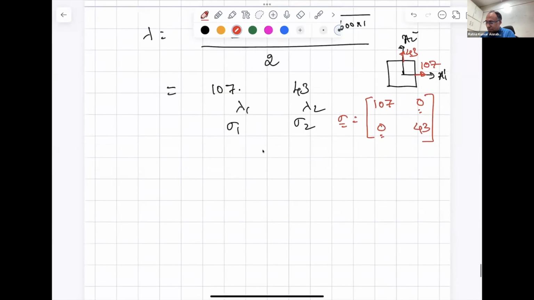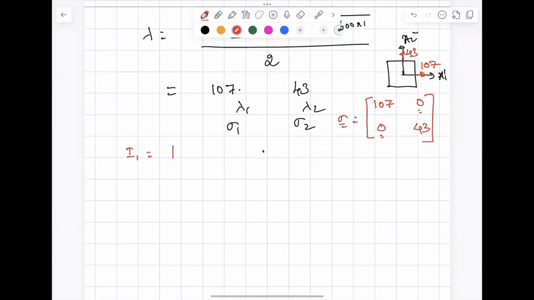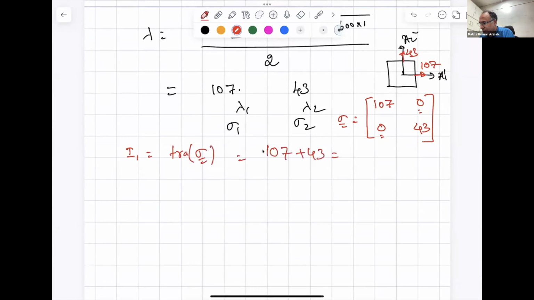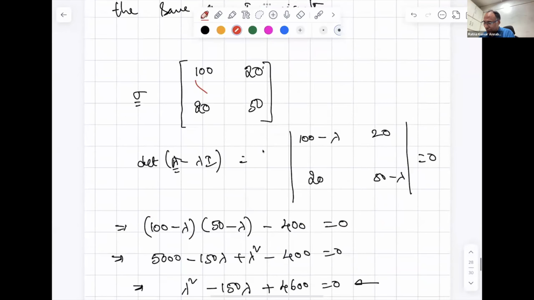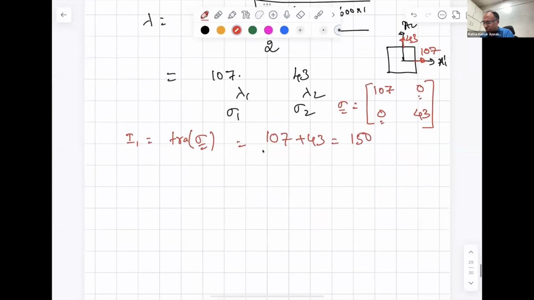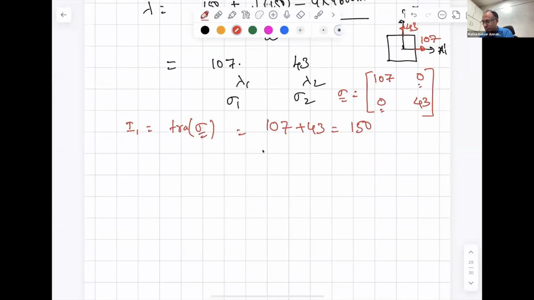The idea is, what is I1? I1 is lambda 1 plus lambda 2, the trace of sigma. So here it is 107 plus 43, that will be 150. For the original matrix, 100 plus 50. So it remained the same, or not? It did not change. You see that? Although you write the stress tensor in this frame of reference with the principal stresses, I1 remained the same.